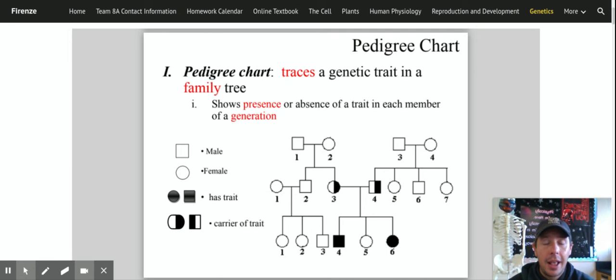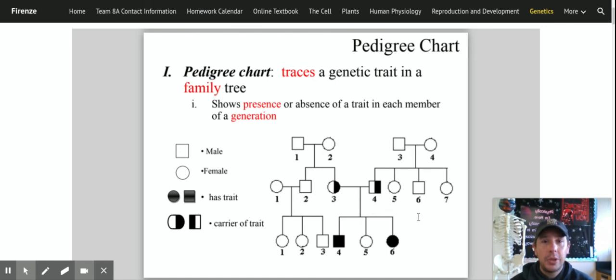That means they have the trait. That means they both have blonde hair. And the one girl in the middle here has brown hair. Okay, so remember, when we're having offspring, half of the DNA comes from mom and half of the DNA comes from dad. So depending on which trait is being passed on, whether it's the big B for brown hair or little b for blonde hair, that's going to determine what the children look like. So both parents in this case have brown hair, but 2 out of their 3 kids had blonde hair.